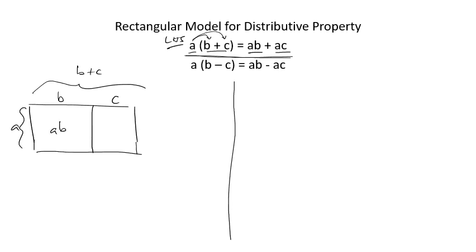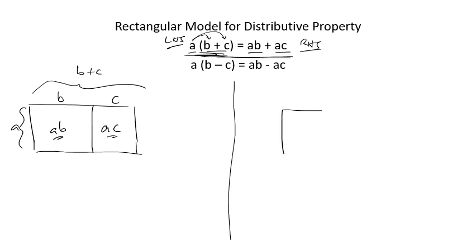So this would be A times B, and this would be A times C. So this area can be taken as one full area, like the left-hand side, or can be taken as this partitioned area on the right-hand side. Let me fix that. There you go. So here's my AB plus AC.